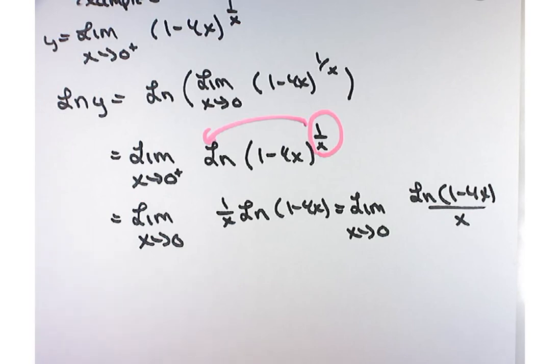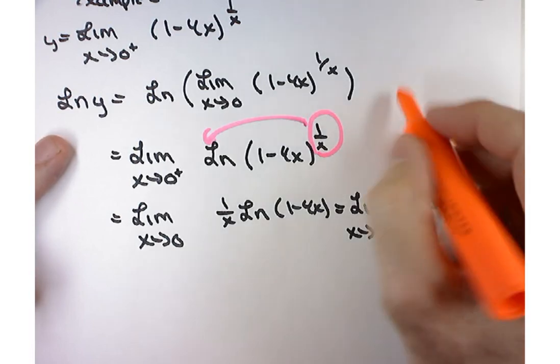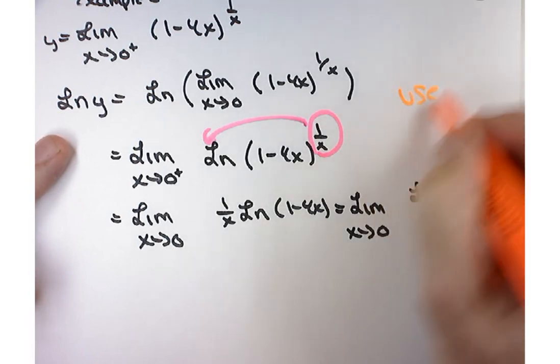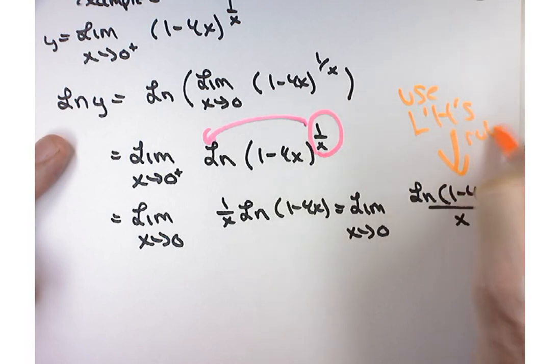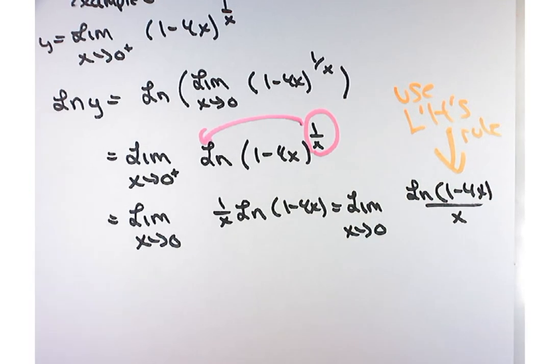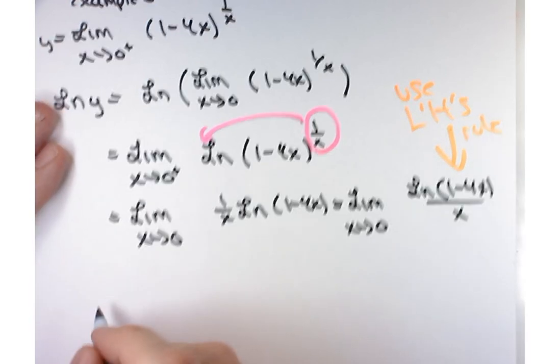Maya, what's that tell me? If I end up with 0 over 0, what's that allowing me to do? So you can use L'Hopital's rule. Nice, nice. Keep in mind, you're not using the quotient rule here. You're going to differentiate the numerator divided by the derivative of the denominator.